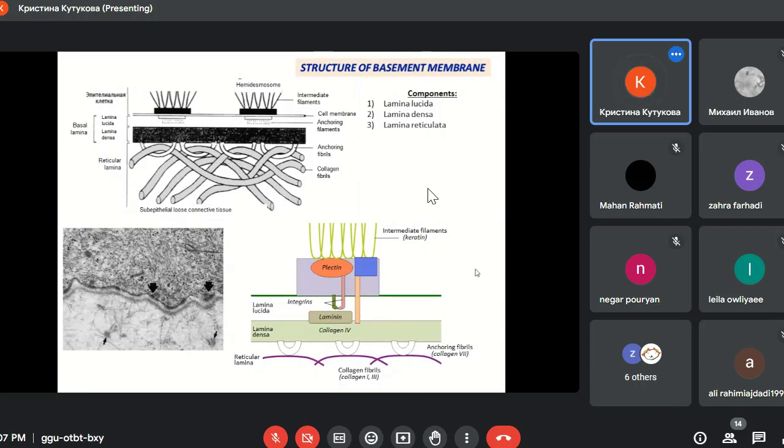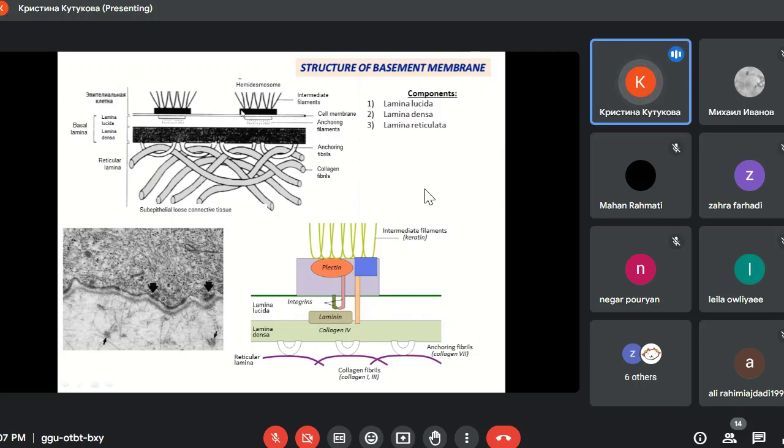And now, how the cell actually is attached to the basement membrane is that the hemidesmosome helps to attach the cell to the basement membrane. Hemidesmosome is called so because it looks like a half of a desmosome. Hemi means one half. It really resembles one half of a desmosome. Desmosome, as you remember, is the junction between two adjacent cells.